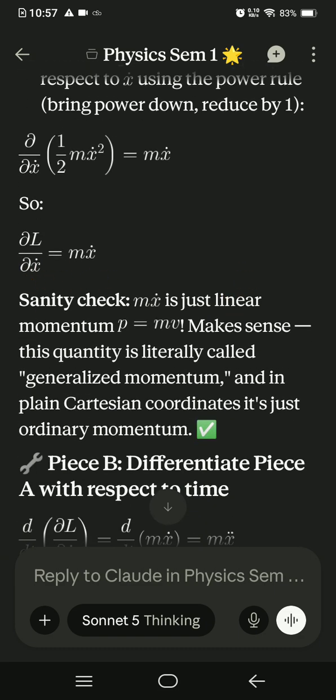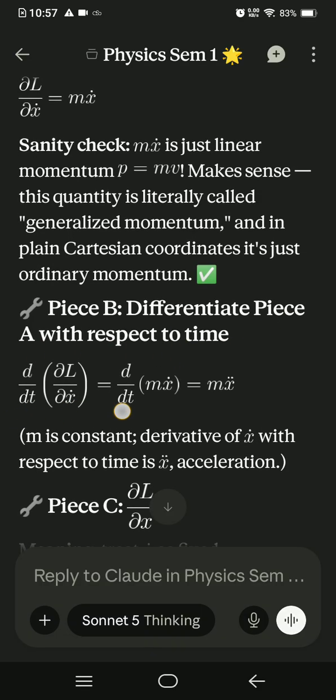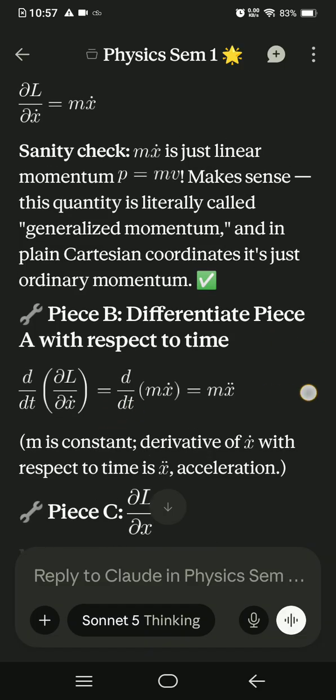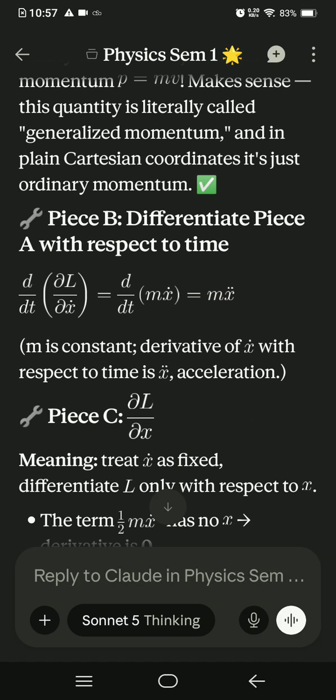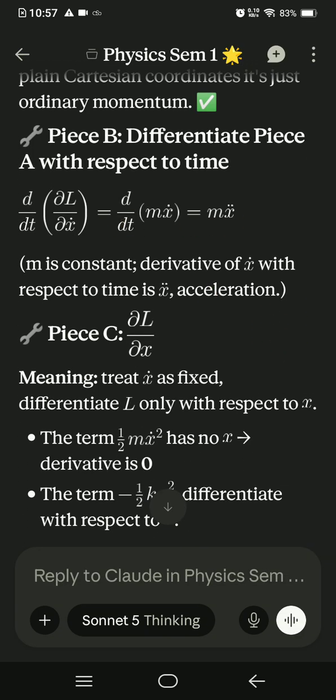We have the partial derivative. Now we are going to take the time derivative, differentiating piece A with respect to time. Now we are differentiating m x dot. So the differentiation of x is x dot, basically the derivative of displacement is velocity, and the derivative of velocity is acceleration, right? So x double dot, I don't know how to pronounce it. So m is constant and the derivative of x dot with respect to time is x double dot, acceleration. So there is no math in it, or is it? I don't know.